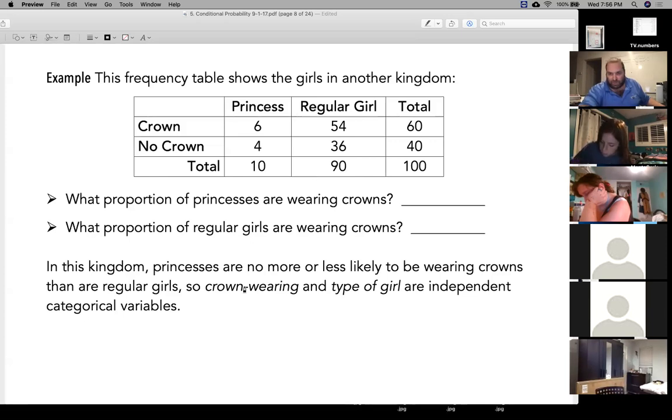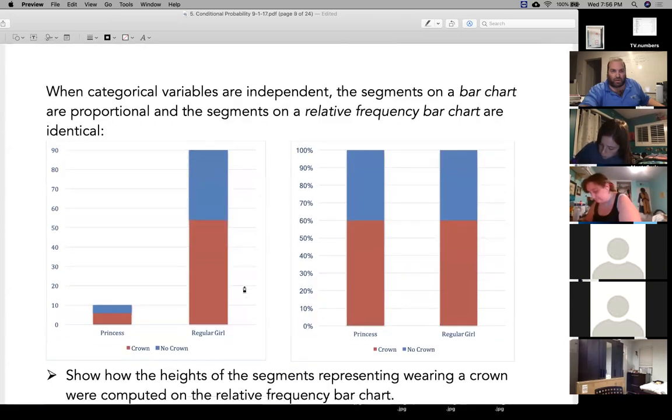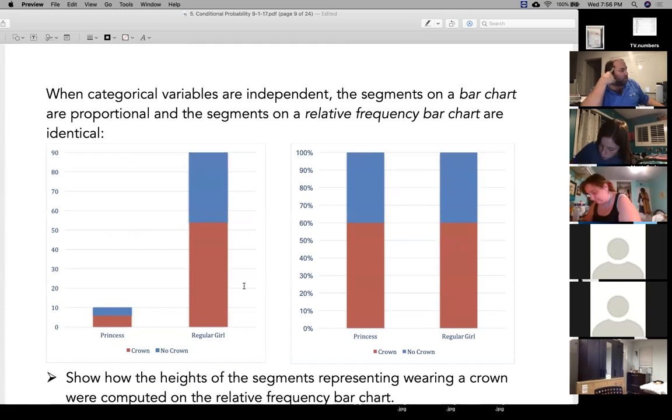Okay? Does it make sense so far? Yeah. Okay. Now, when the categorical variables actually are independent, like this example that we just showed, this kingdom, then you'll notice that the segments on a bar chart are proportional. What do I mean by that? How many princesses were there on the previous slide?